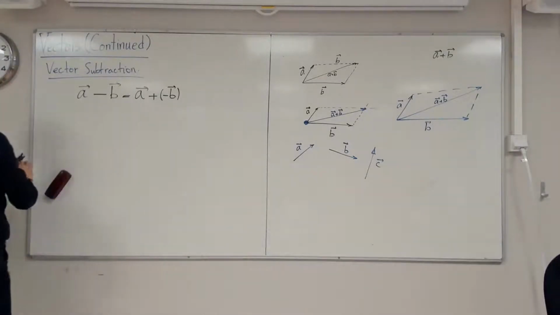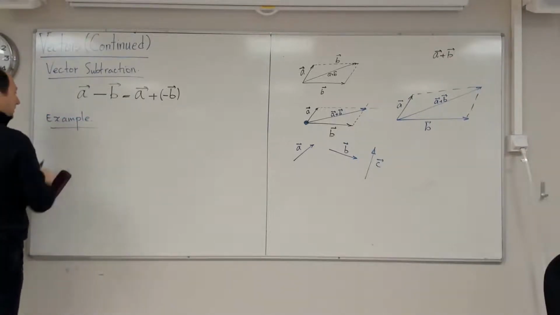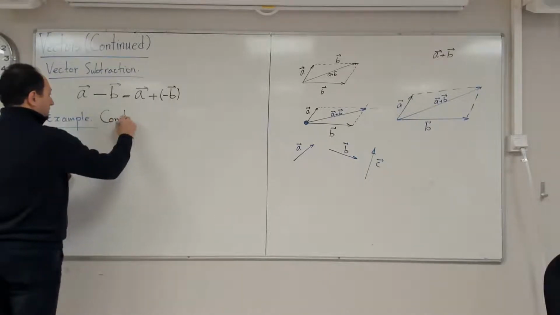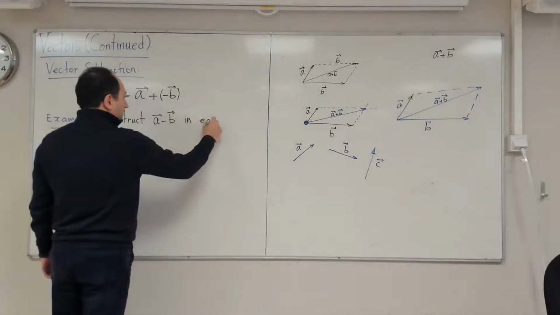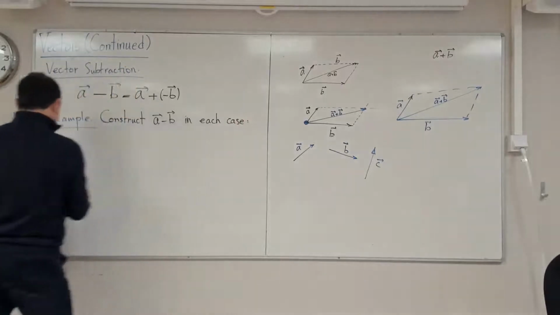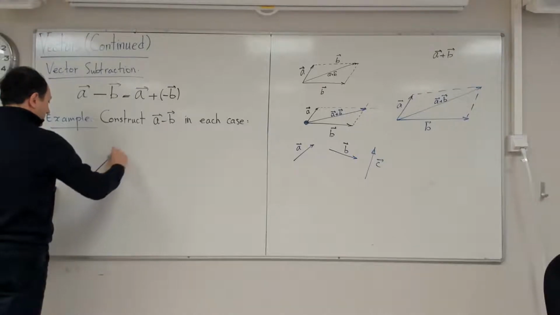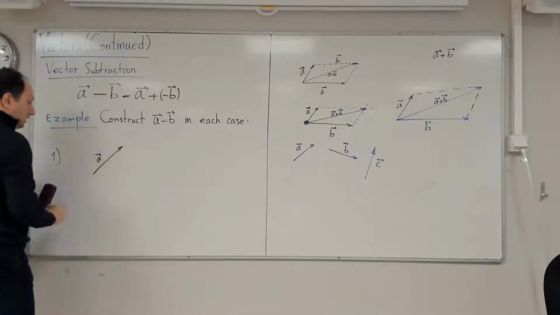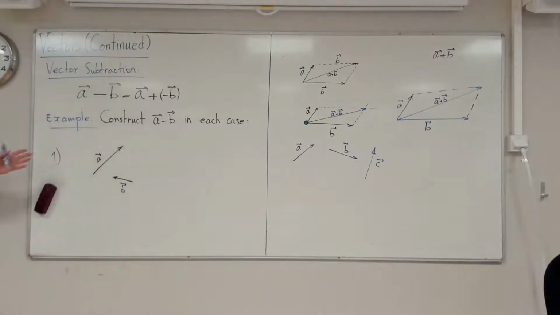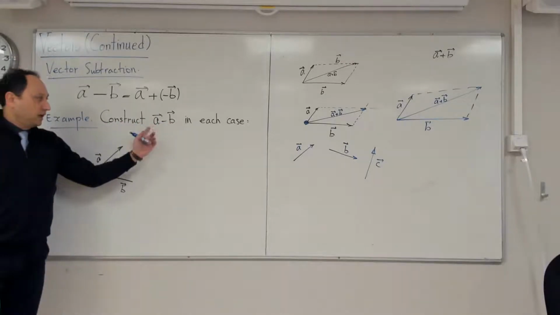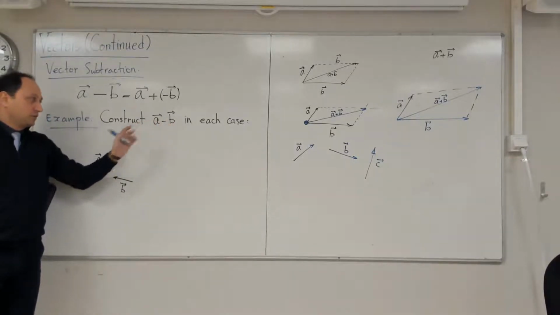For example, construct A minus B in each case. So for example, number one, I don't know. For example, assume that you have this is your A, and then this is your B. I want to subtract B from A. I want to construct A minus B. This means B subtracted from A.